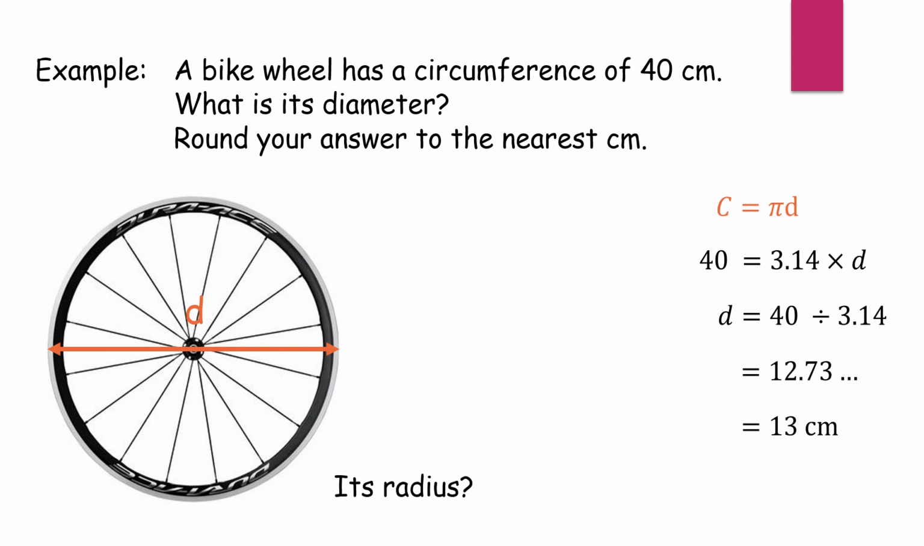What about if we wanted to work out the radius? Well, we know that the radius is half of the diameter. So we can take our diameter and divide it by 2. And 13 divided by 2 gives us a radius of 6.5 centimeters.